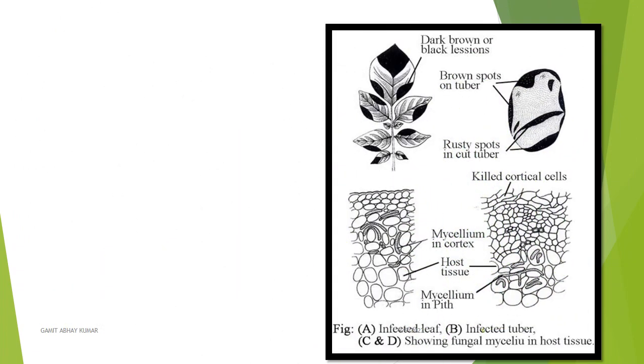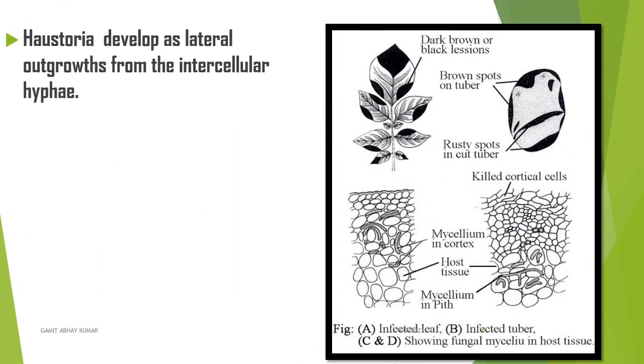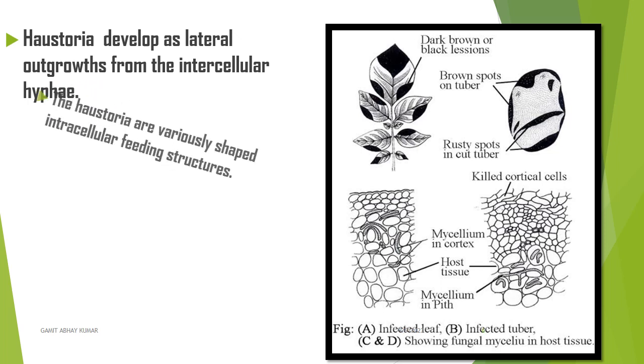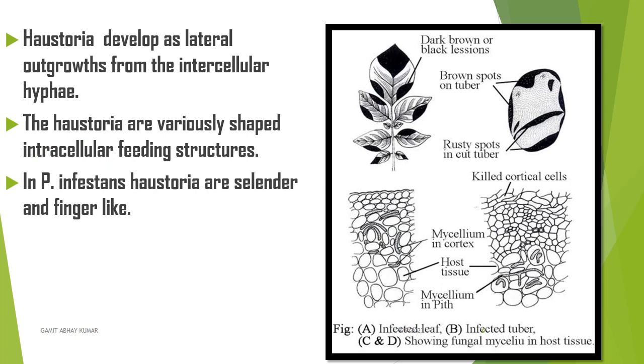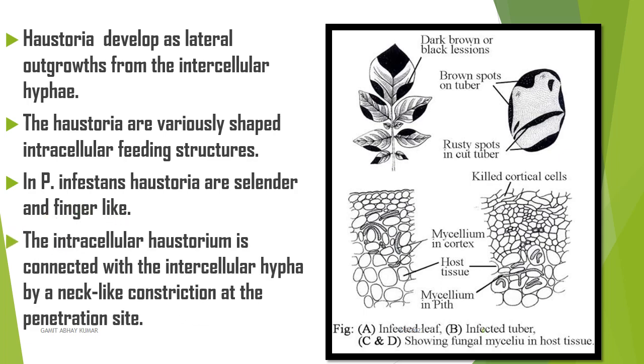This is the structure of an infected leaf. Haustoria develop as lateral outgrowths from the intercellular hyphae. The haustoria are variously shaped intracellular feeding structures. In Phytophthora infestans, haustoria are slender and finger-like. The intracellular haustorium is connected with the intercellular hyphae by a net-like constriction at the penetration site.